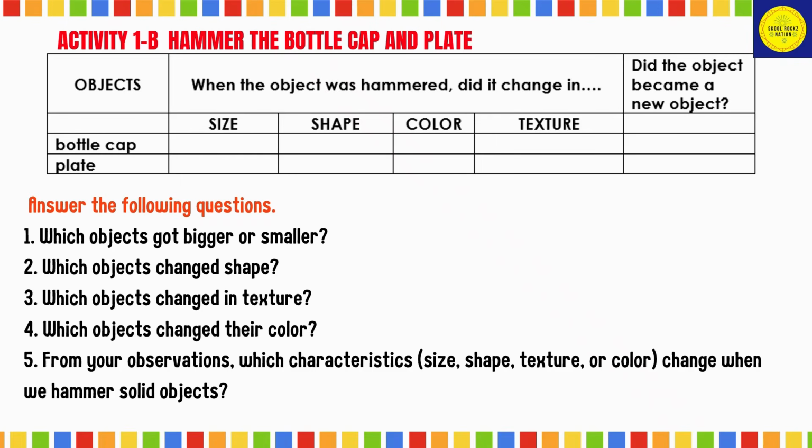Number 1. Which objects got bigger or smaller? 2. Which objects change shape? 3. Which objects change in texture? 4. Which objects change their color? 5. From your observations, which characteristics, size, shape, texture, or color change when we hammer solid objects?